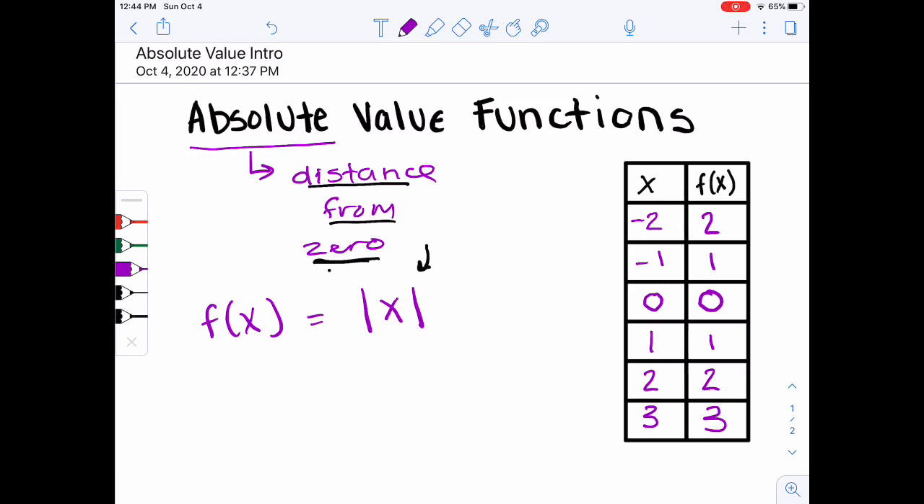So what's important to remember about absolute value functions is that its output is always the distance from zero.